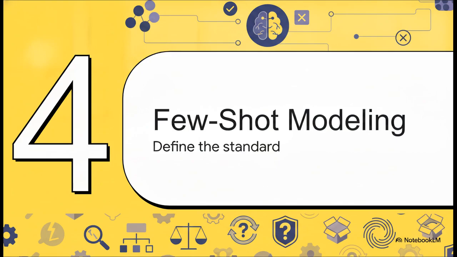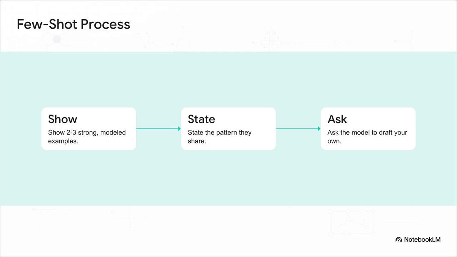All right, Section 4, few-shot modeling actionable statements. Let's define our standard. Before you ever let an AI model draft a problem statement for you, you have to build a few-shot set to teach it your rigorous standard. It's a simple 3-step process. Show the model 2 to 3 really strong examples. State the exact pattern they share: specificity, equity awareness, defensibility. Only then do you ask it to draft your own.